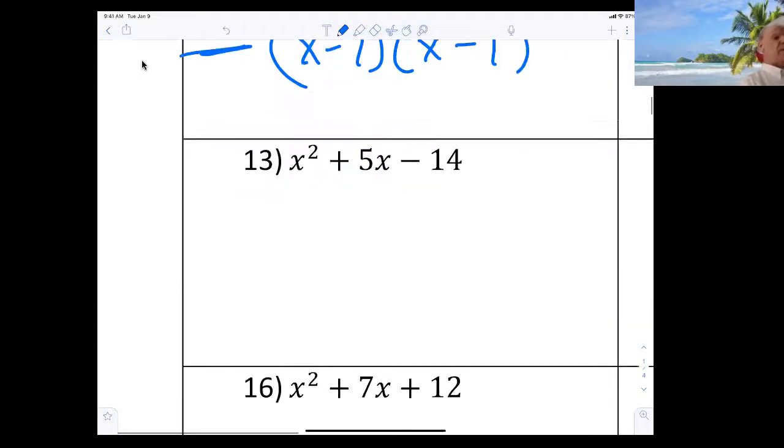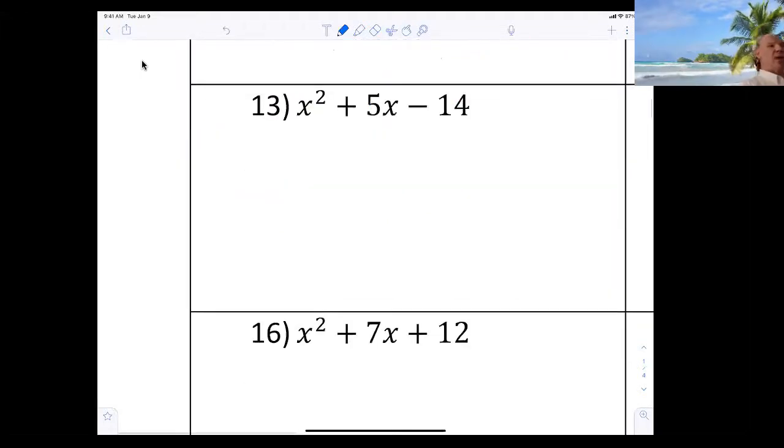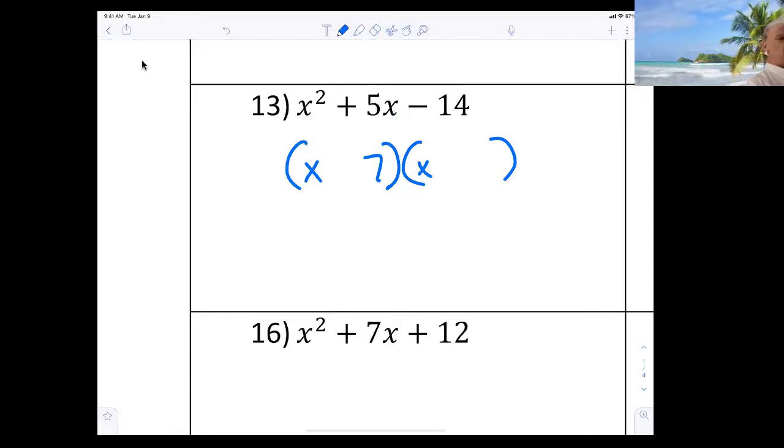Let's check out 13. All right, write the answer down for 13. Parentheses, parentheses. How do I make x squared? X and x. Factors of 14 that make 5. 7 and 2. And I want positive 5. 7 is positive, 2 is what? There you have it. Now look, smiley face. 7 minus 2. Is that 5?